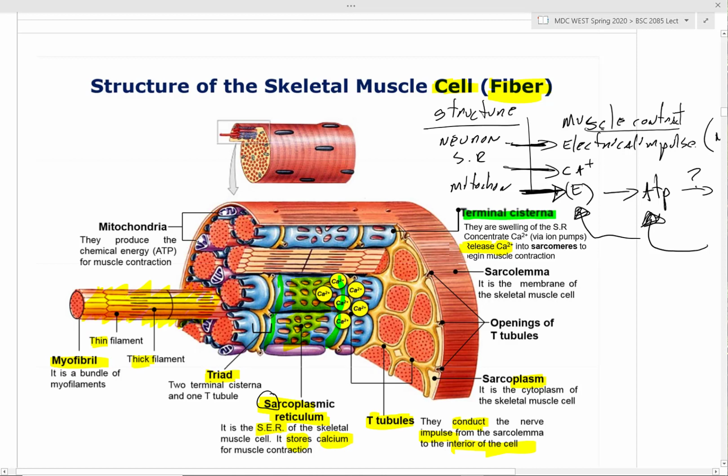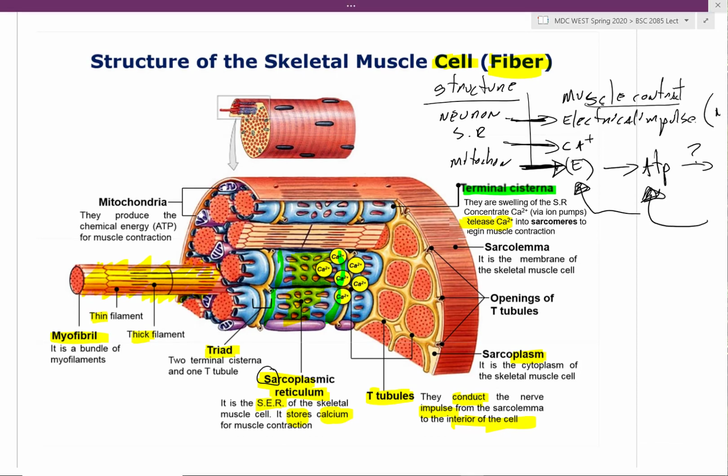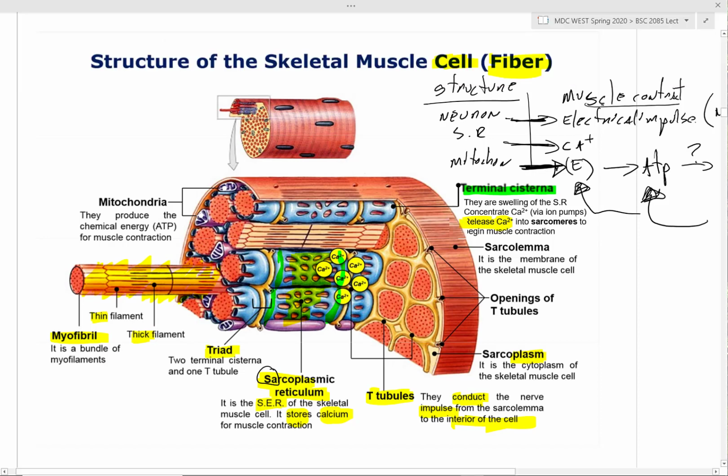So, when we talked about a structure for the electrical impulse, we said neuron. What else should we put there that is related to the impulse?